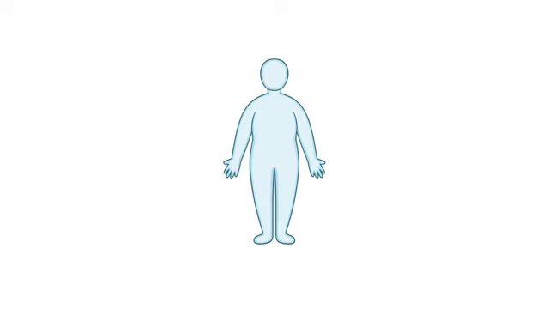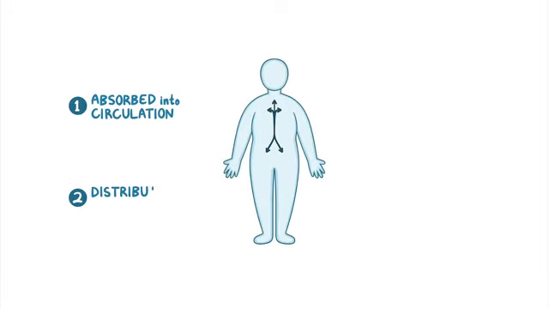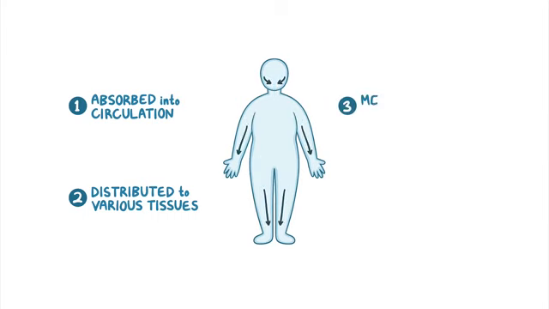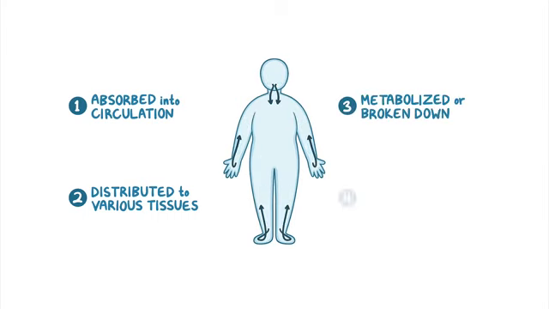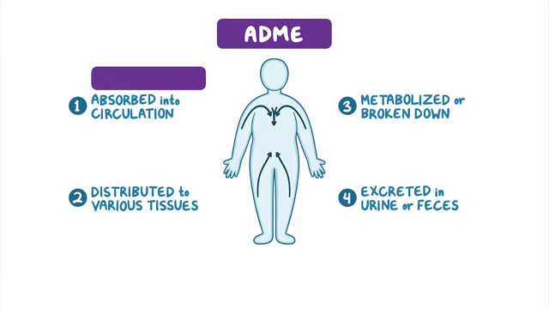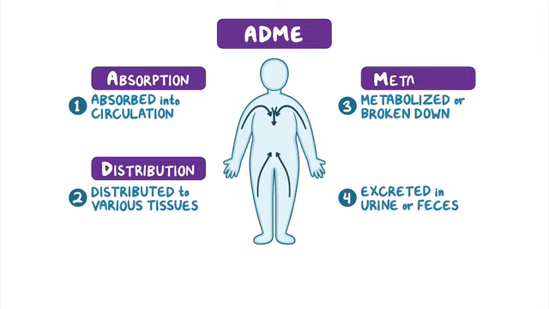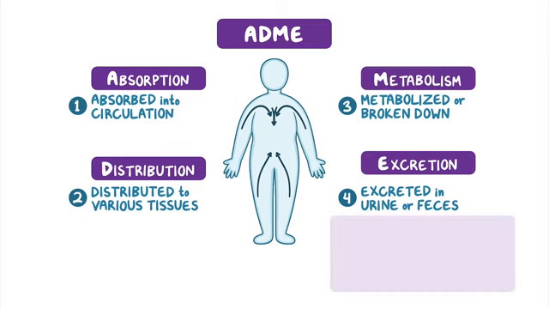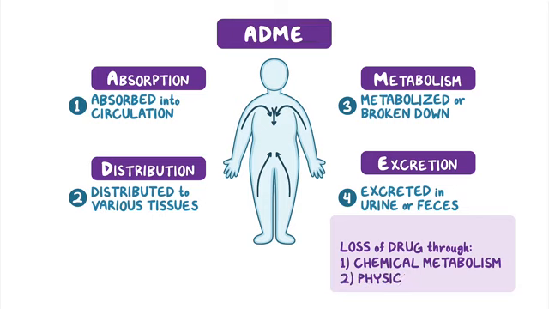Once a medication is administered, it first has to be absorbed into the circulation, then distributed throughout the body, metabolized or broken down, and finally excreted in the urine or feces. This process can be broken down into 4 components with the acronym ADME, which stands for absorption, distribution, metabolism, and excretion. Now, the loss of drug through chemical metabolism, which makes it inactive, and through physical excretion out of the body, can together be referred to as elimination.